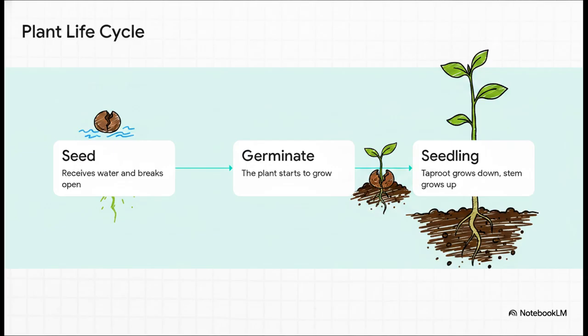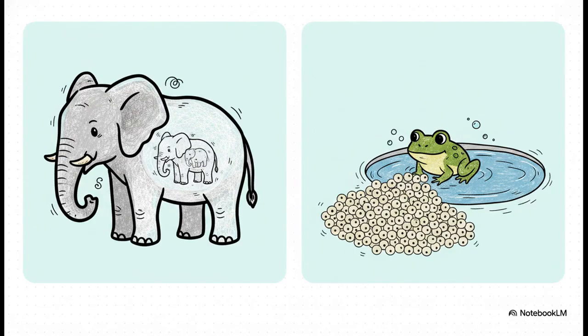It sends a taproot shooting straight down deep into the soil to anchor itself and hunt for water, all while the stem pushes aggressively upward to support the plant against gravity. It's essentially building its own foundation from scratch. And animals engineer their own life cycles quite differently too.